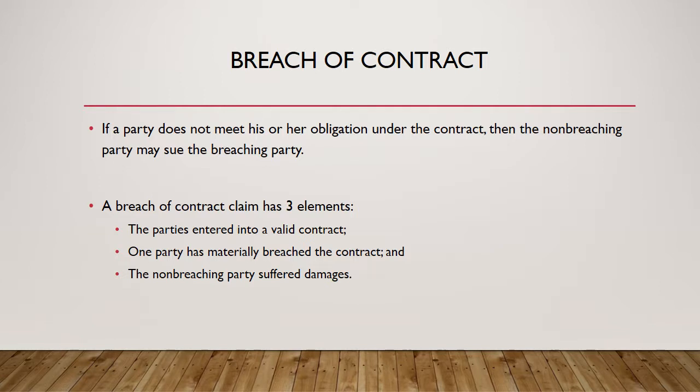So we've talked about making the contract. What happens when somebody doesn't perform under the contract? Well, then you have a breach of contract claim. So if a party doesn't meet their obligation under the contract, then the non-breaching party may sue the breaching party.